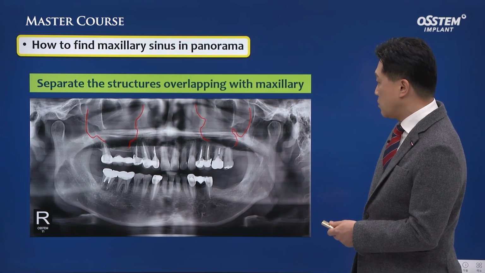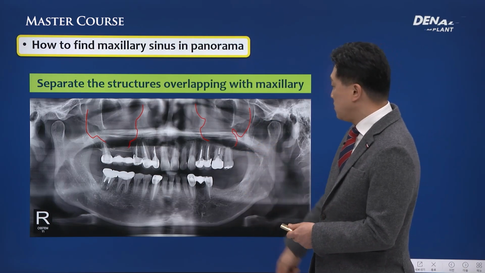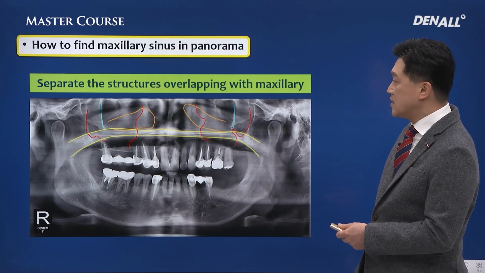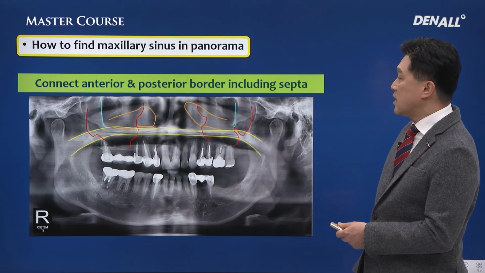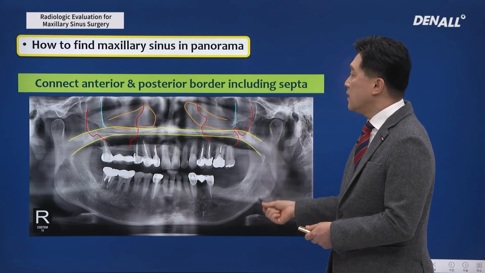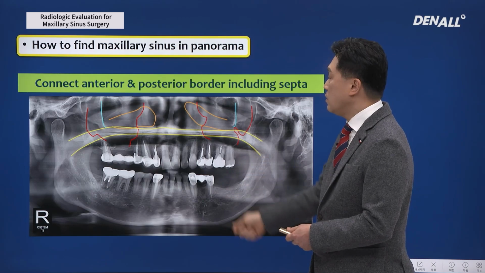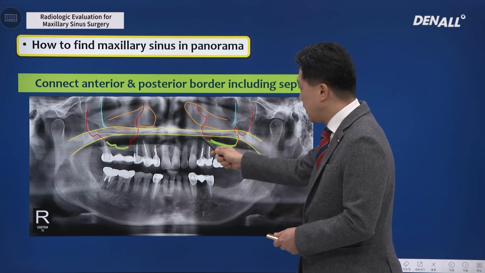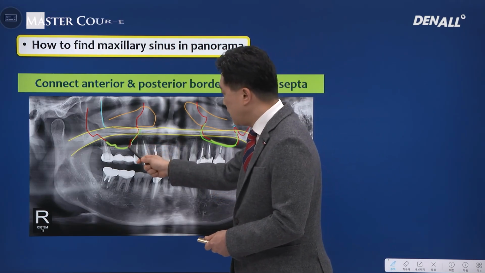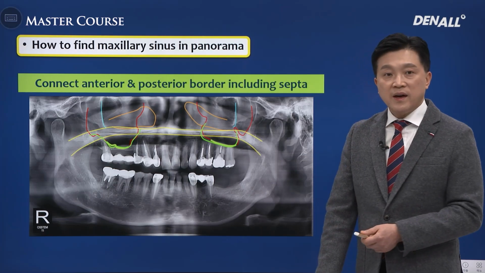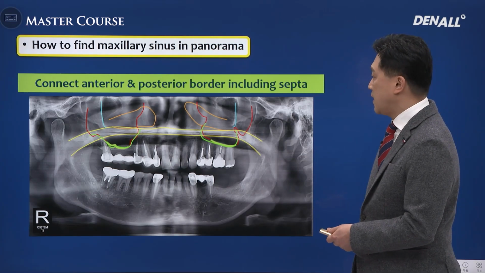These are removed as well. Posterior and anterior surface are found, and these are all removed. We need to ignore all of this. After that, you connect the anterior and posterior border, including septum. By doing this, we would be able to identify the sinus floor, which is what we want to identify. This is how you find sinus floor.